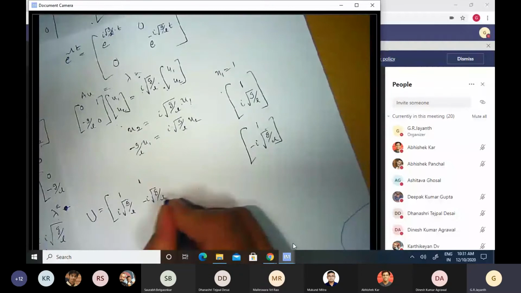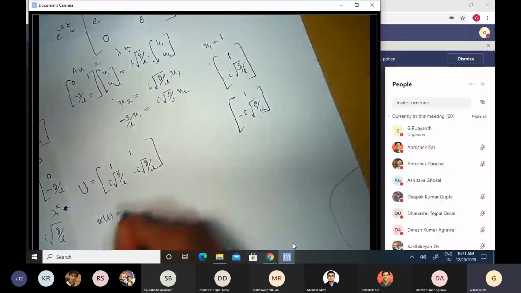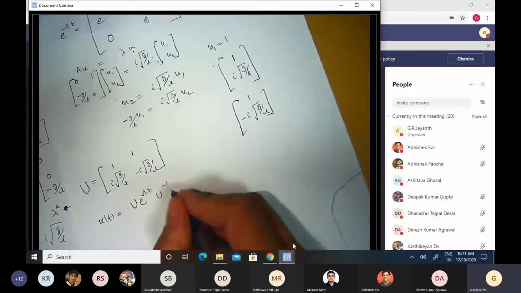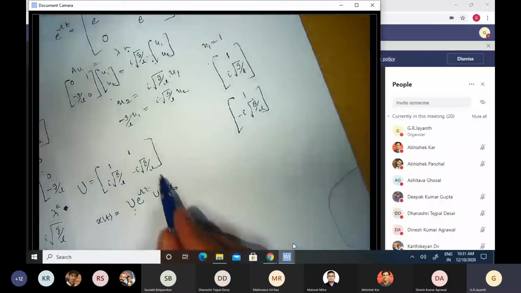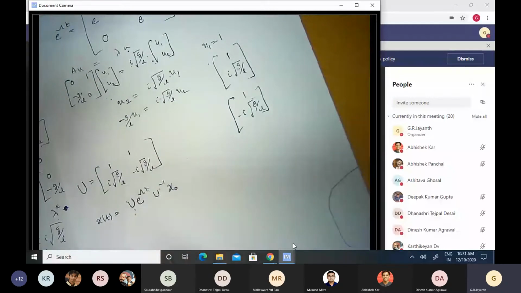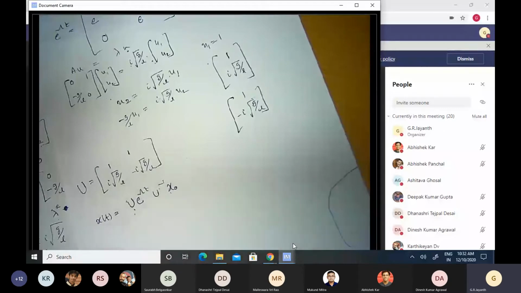Okay, so now my solution x of t will be equal to U e to the power lambda t U inverse times x naught. Okay, so I can just plug in the values of the expressions for U and e to the power lambda t, and I can also compute U inverse in terms of all these other quantities without too much trouble. And then we have assumed that x naught, the initial state, will be such that the angular part will be theta naught and the initial velocity will be 0.